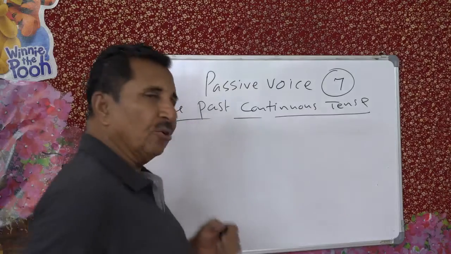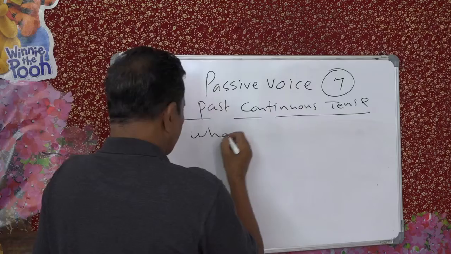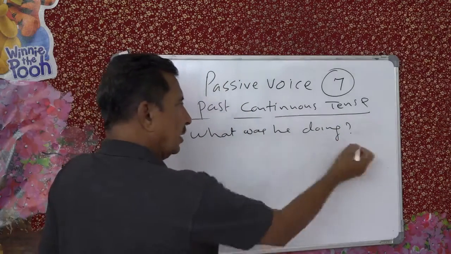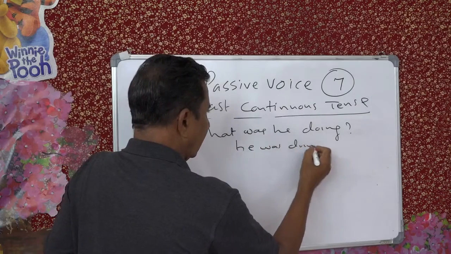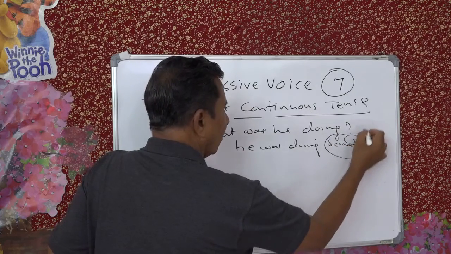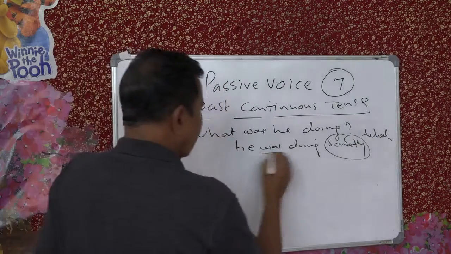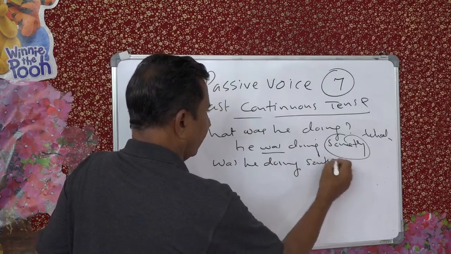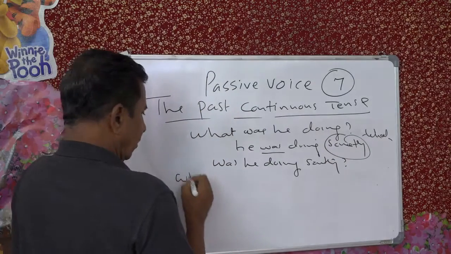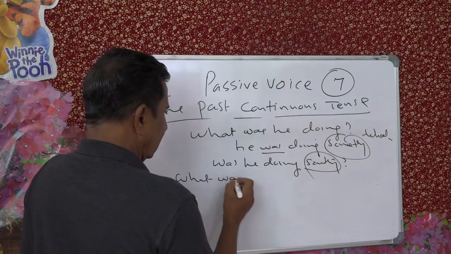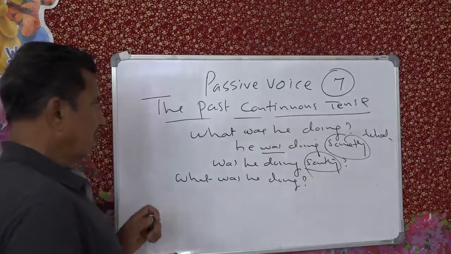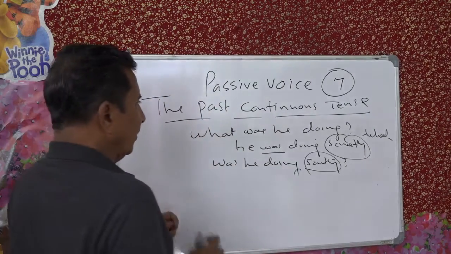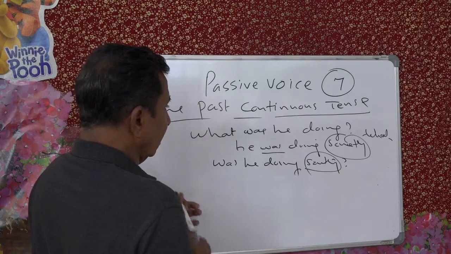Now, question right questions. Let's see the first one. What was he doing? So when you have a doubt, what should you do? Make it a statement. He was doing something. Instead of something, you have got the question word what. Isn't it? Yes. So then make it a yes or no question. Was he doing something? Now make it a question. What was he doing? Sorry, that's not the question, no? So he was doing something. Yes.